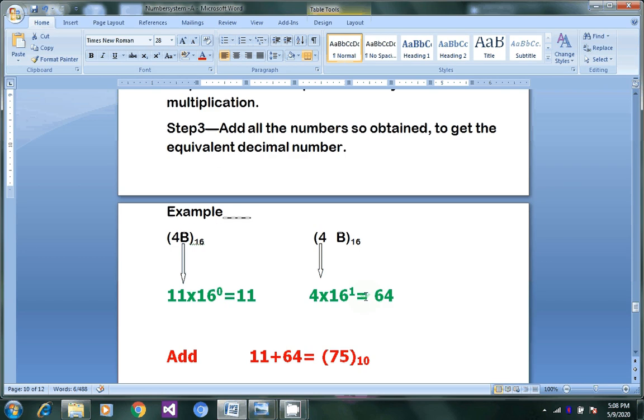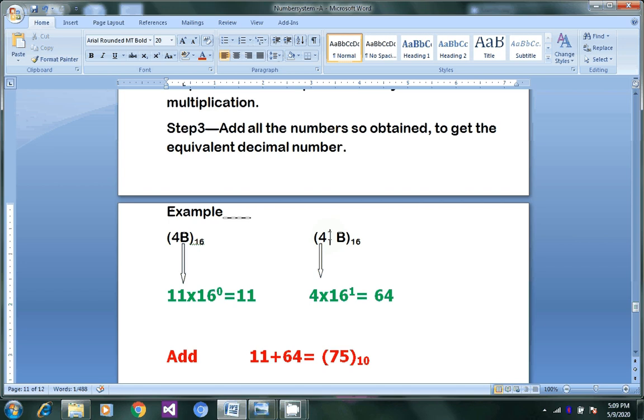All of you see this example, 4B in base 16, this is the hexadecimal number 4B. Here when you convert B, B has the positional value 11, because B is the rightmost digit. So 11 multiplied by 16 to the power 0. If any number has power 0 it becomes 1, so it is equal to 11.